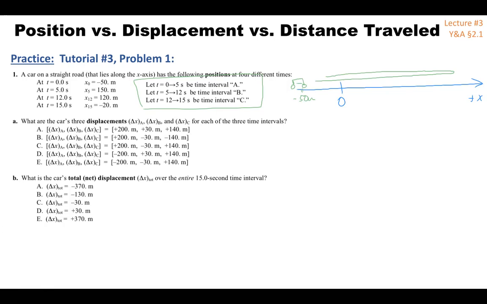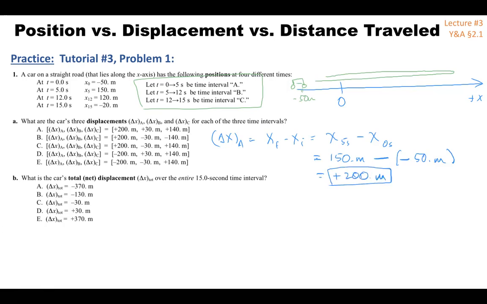But if we think about time interval A, then the displacement over time interval A is going to be equal to x at the end of time interval A, so that's x final, minus x initial. That's x at 5 seconds minus x at 0 seconds. And if I look up at the start of the problem, I see that the position at 5 seconds is 150 meters. The position at 0 seconds is negative 50 meters. And then I do that subtraction, and the answer is positive 200.